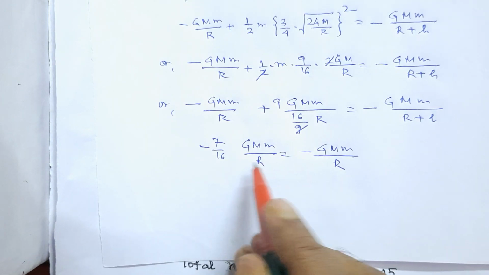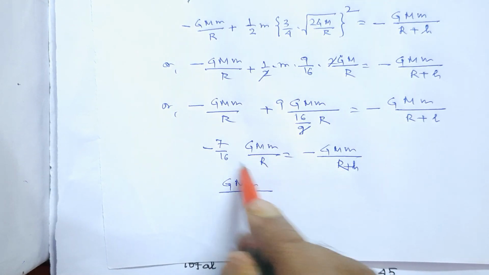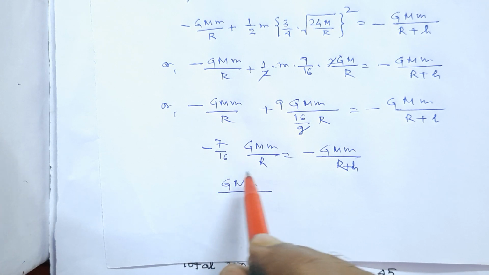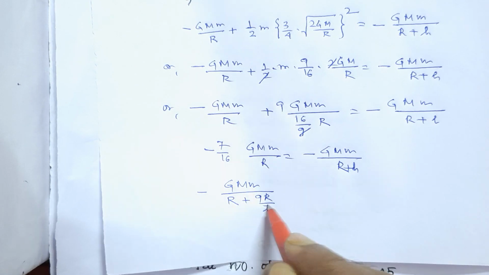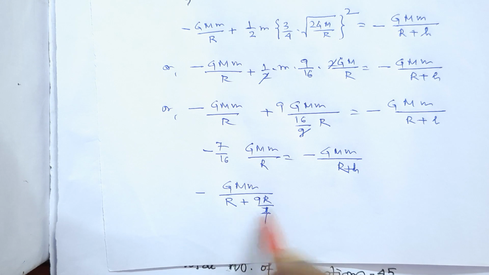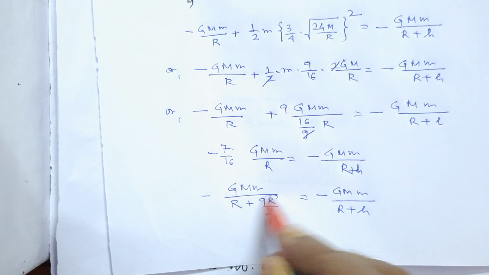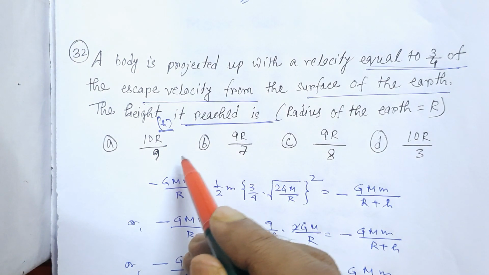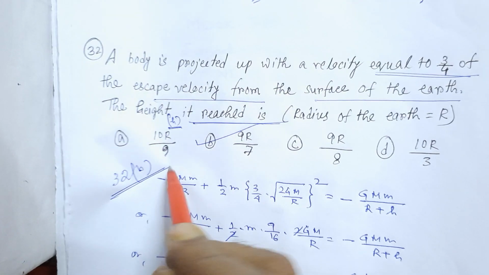And the left hand side may be written as minus 16 by 7, and this should be written as R plus 9R by 7, that is minus 7 GMm by 16R equals minus GMm by R plus h. Comparing both sides, we get h equals 9R by 7. So h equals 9R by 7. So the correct choice to question number 32 is B.